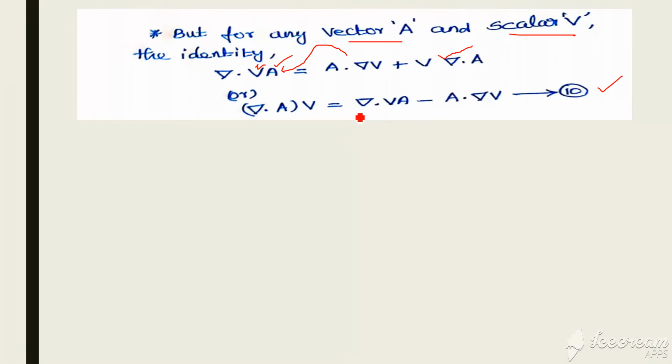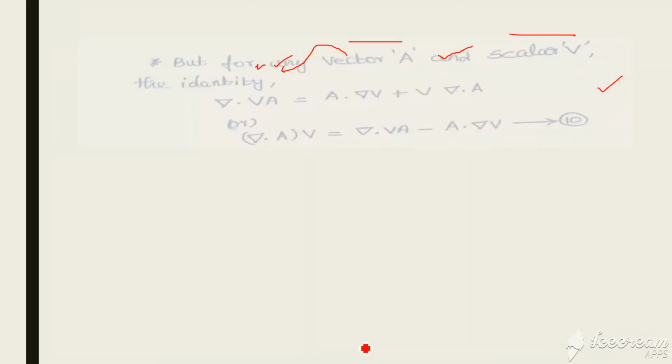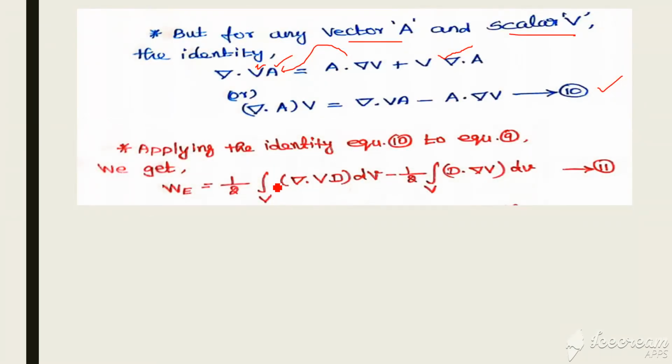Now apply equation number 10 in equation number 9. A single term is split into 2 terms. Substituting 10 in 9, we get 1 by 2 integral of del dot VD into dV minus 1 by 2 integral over V of D dot del V into dV. This is equation number 11.